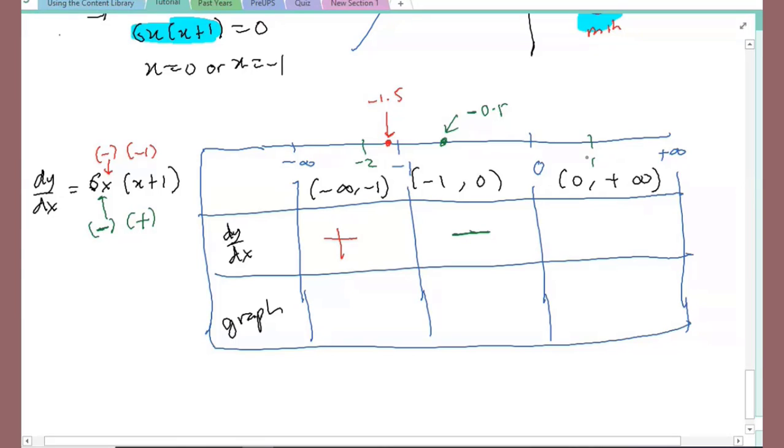For this one, choose 1. Substitute 1 here: 1 is positive, and 1 plus 1 is also positive.